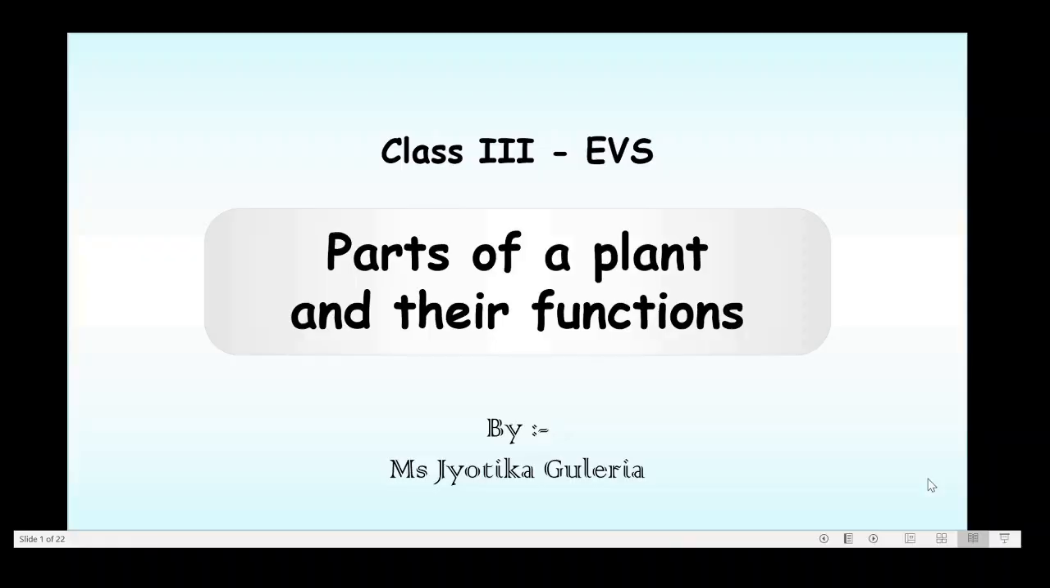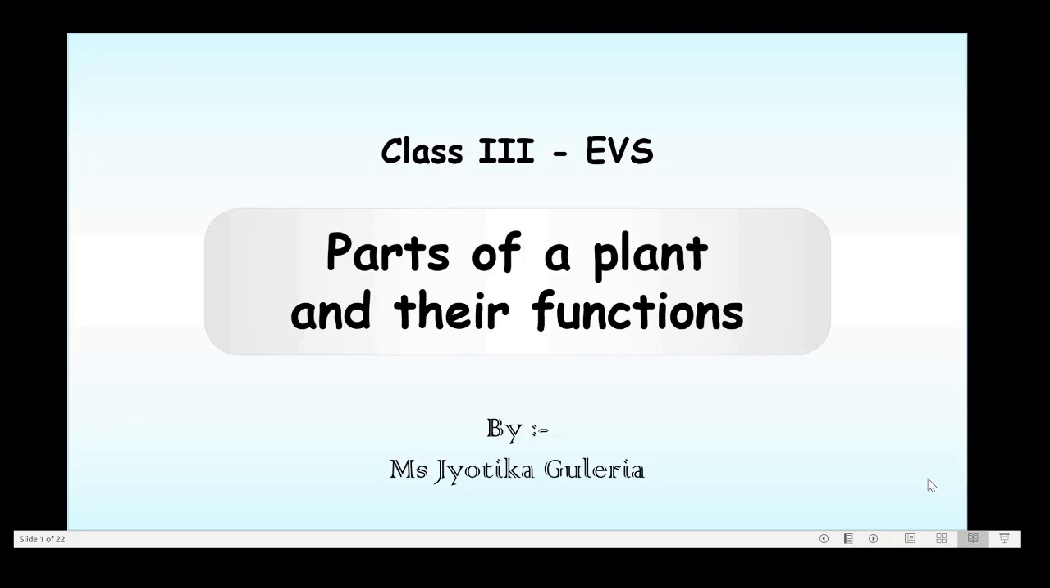And if you look at this bud after 2-3 days, what will you find here? You will find a beautiful flower like this. So that means a bud gives rise to a flower. And we know that plants bear fruits, and fruits contain seeds. And we'll talk about all these parts of the shoot system one by one.